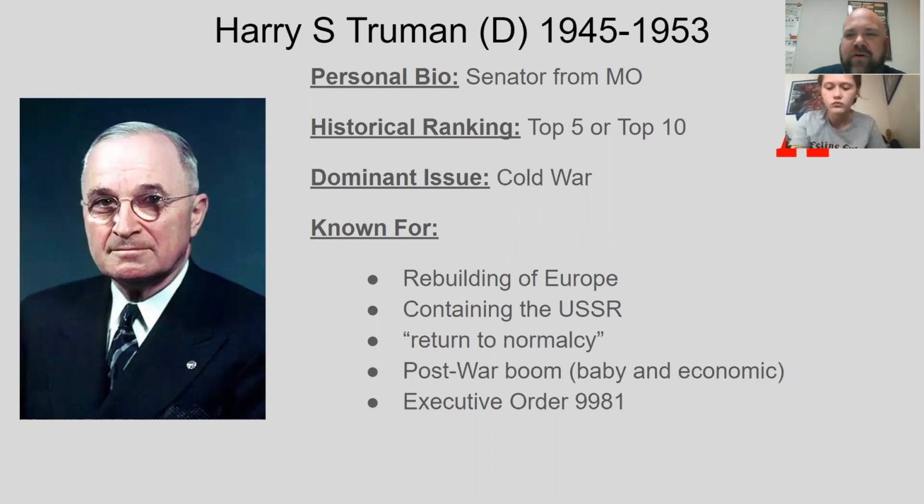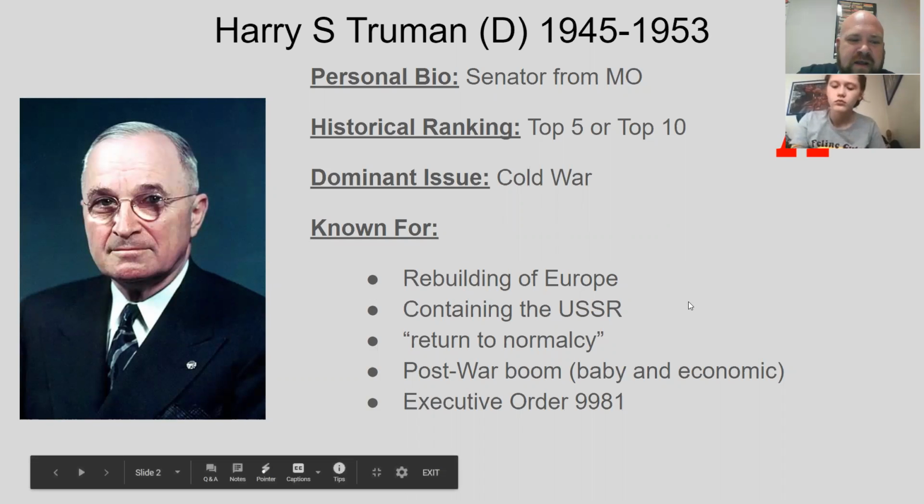Meet a new president, Harry Truman. Now, technically, we've already met Truman. Technically, he was the president at the end of the war. He finished off World War II, but we didn't talk about him at all. So let's talk about him now. All right. So he was Franklin Roosevelt's vice president. Franklin Roosevelt died in office, and Truman became president.